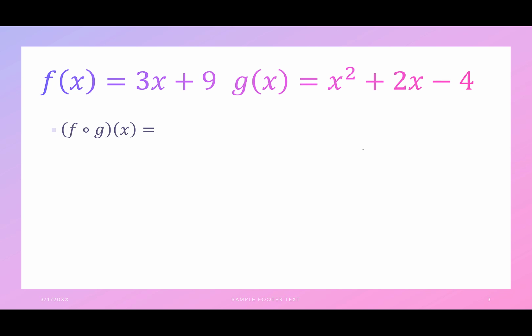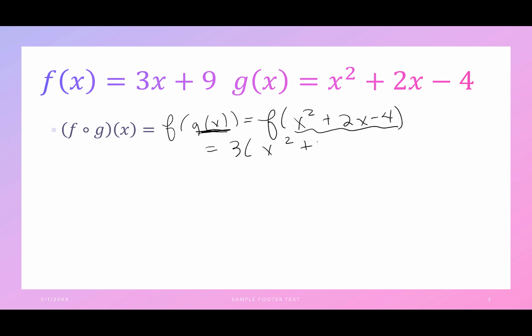So this time I have f of x is 3x plus 9, g of x is x squared plus 2x minus 4, and we'll talk about, well, when do I simplify, when do I not? So we start with f composition g means f of g of x. So I'm starting inside with g of x. So let's just write what g of x is. It's x squared plus 2x minus 4. f says whatever I give you, multiply by 3, add 9. So I go 3 times all of this stuff, x squared plus 2x minus 4, and then add 9. It would be okay to stop there.